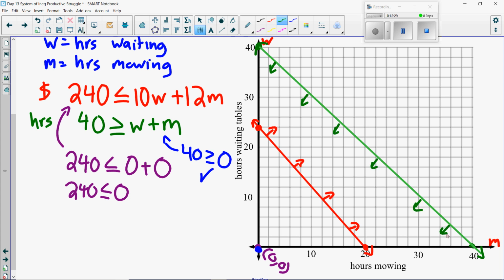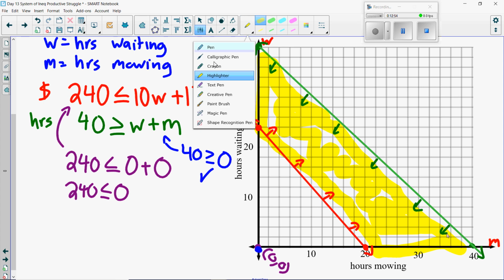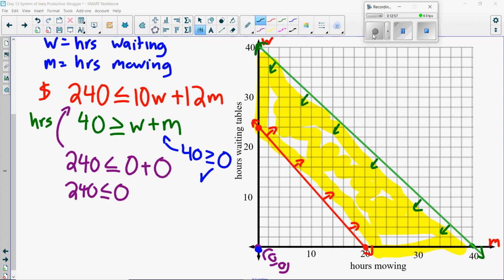So we have this. Now to figure out the region of possible combinations that will make this true, we just have to shade in the region that has both sets of arrows pointing to it. So it would be all this stuff in the middle. Sorry, it's a little messy; I'm trying to use my mouse to do this. Any of the points in that region would be a possible combination. For example, this right here would be a possible combination: 10 hours mowing and 20 hours waiting tables.